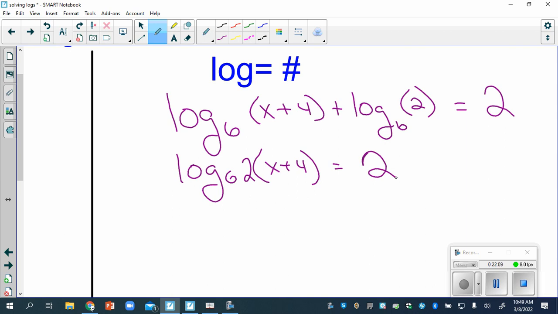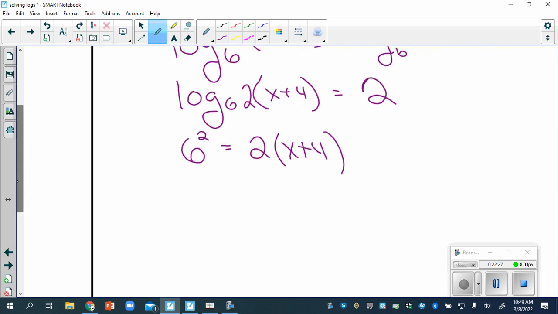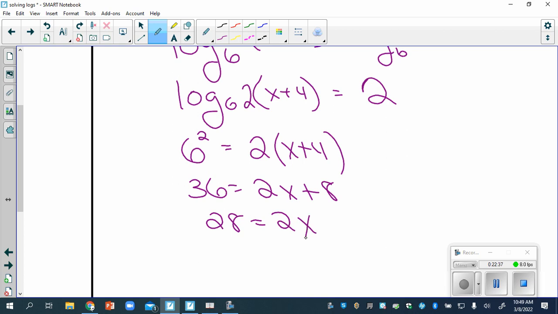Okay, I got it down to 1 log, so now I'm going to rewrite it. So I think I heard Aiden say 6 to the second power equals 2 times x plus 4. So now I'm just going to do a little bit of distribution here. So I went 36 equals 2x plus 8. And I said 28 equals 2x. I got 14. How did I do? Anyone else get 14? Nice.